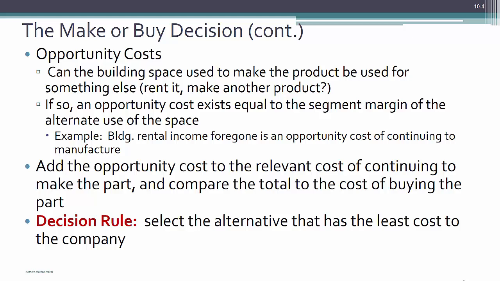We might think about it this way. Building rental income forgone is an opportunity cost of continuing to manufacture the product. If an opportunity cost is identified, it should be added to the relevant cost of continuing to make the part. Then you'd compare the cost of buying the part with the relevant cost associated with manufacturing the part and make a decision. You'd select the alternative that is the least costly.